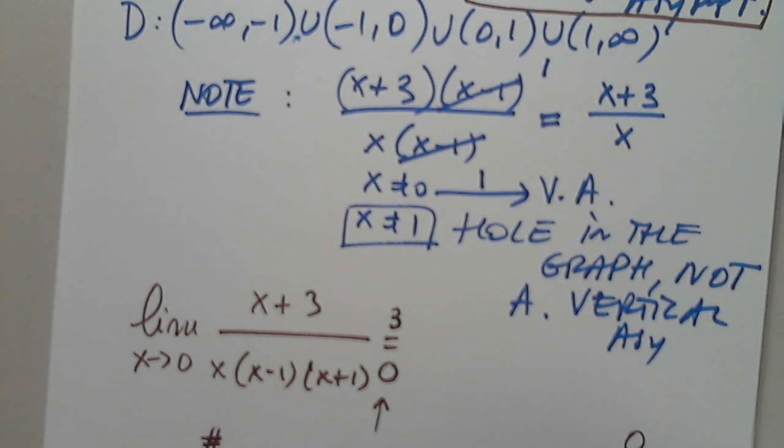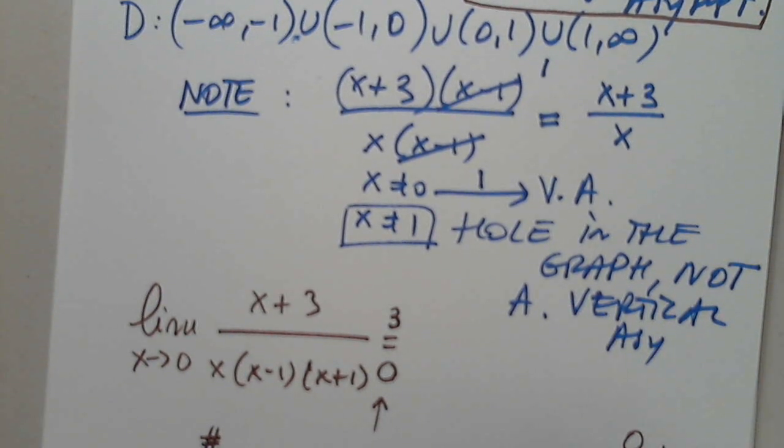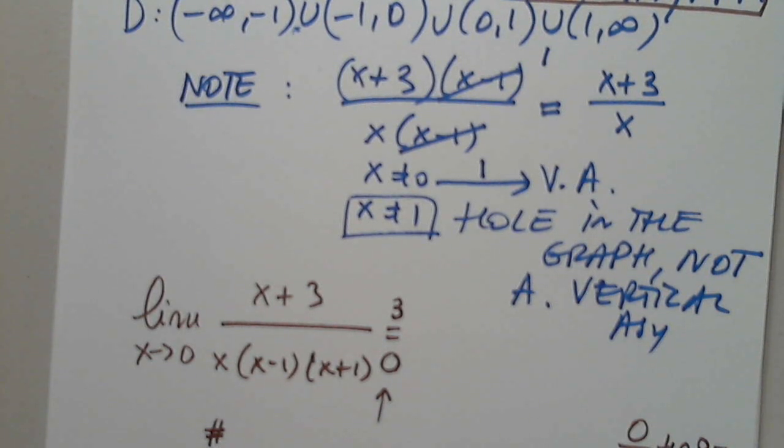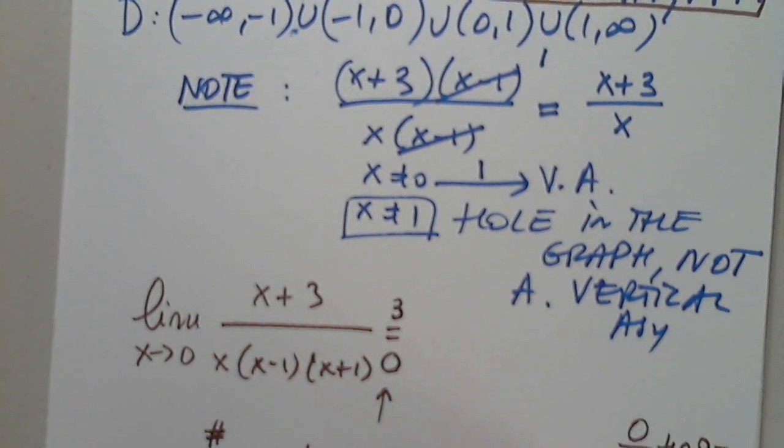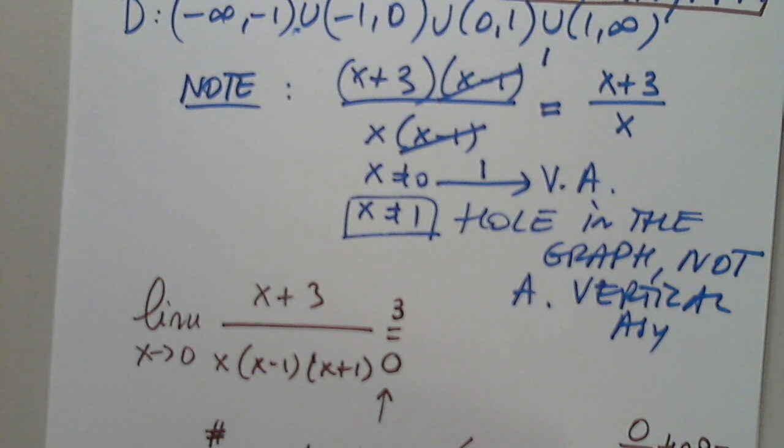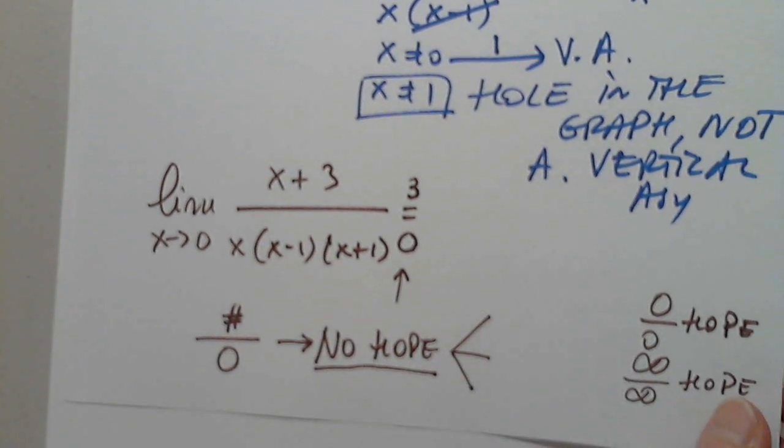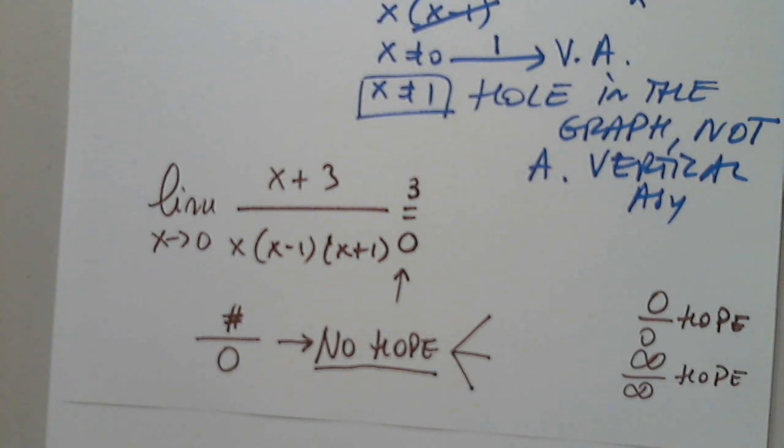0 over 0 has hope. Infinity over infinity has hope. No guarantee, but it has hope. What did we say about this one? No. Absolutely no hope. For no hope, there are 3 possible answers. Can anyone refresh our memory? What are those 3 for no hope?